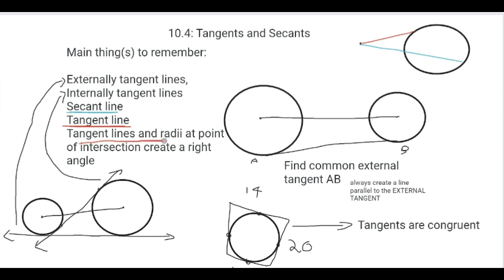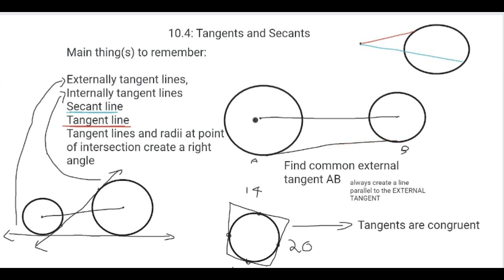And then tangent lines and radii at a point of intersection create a right angle. So for example, if I bring this down here to point A, I know that this will form a right angle. And that's very similar to how you solve this problem. This is a sample problem here. So we have to find the common external tangent AB, which is this line right here.